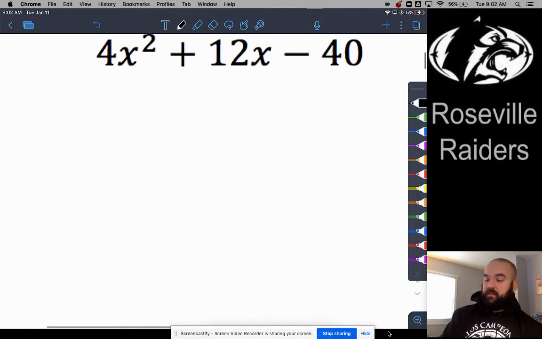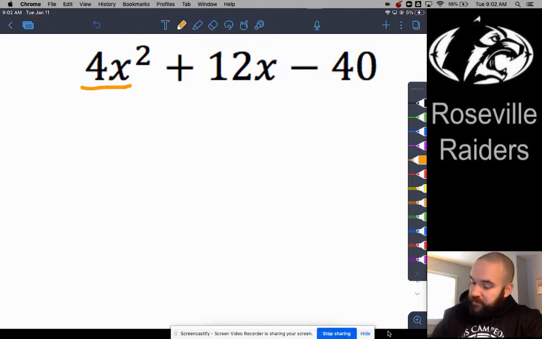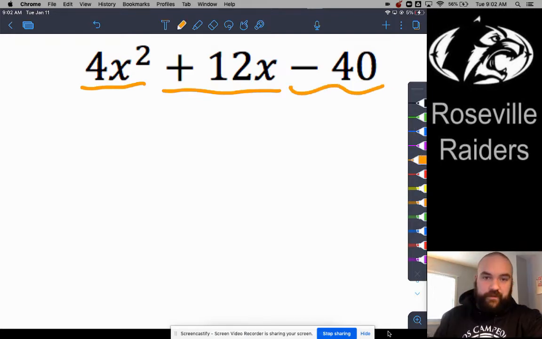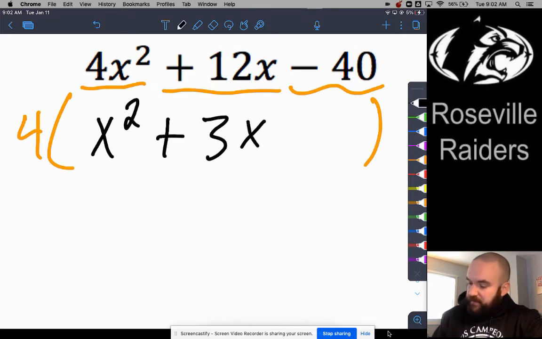The reason we're going to factor them in different ways is because in the first example, that number 4 is actually a GCF of all three of these terms. Because all three terms can be divided by 4, I'm going to take 4 out of all three terms, essentially divide it from all three, and then write what I'm left with. So x squared plus 3x minus 10.